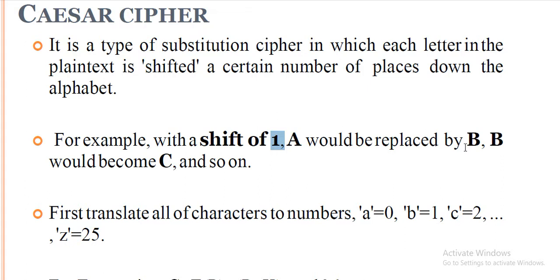In the same way, if we have plain text B and our key is 1, then B becomes C, and so on. If we have plain text Y and our key is 1, then Y becomes Z. But if we have Z and our key is 1, then what happens? Because Z is the last letter of the 26-letter alphabet, we rotate again and start from the beginning, so Z is replaced by A. That is the main technique to solve the Caesar cipher.